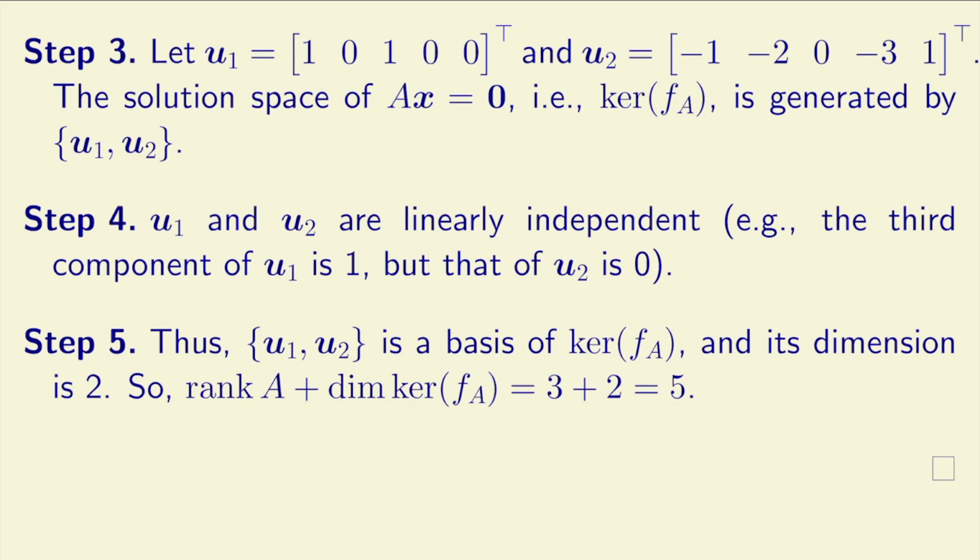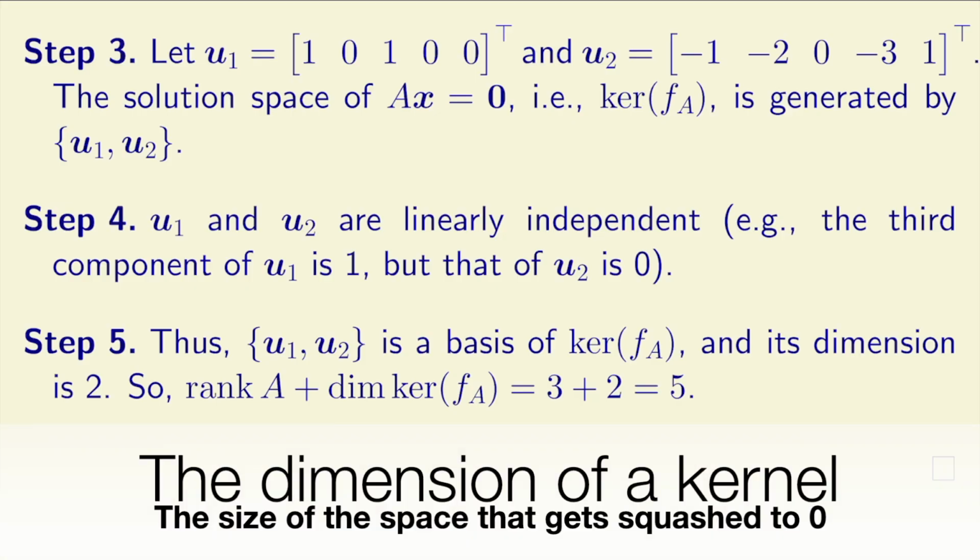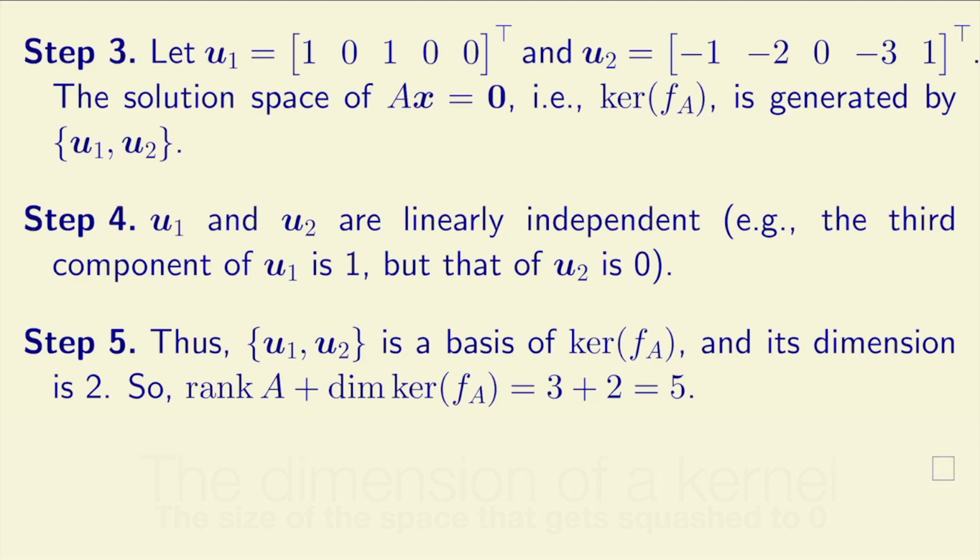Wow, that actually makes a lot more sense now. I get the intuition behind it. The rank tells us the size of the output space, and the dimension of the kernel tells us the size of the space that gets squashed to 0. Together, they have to equal the size of the original space.